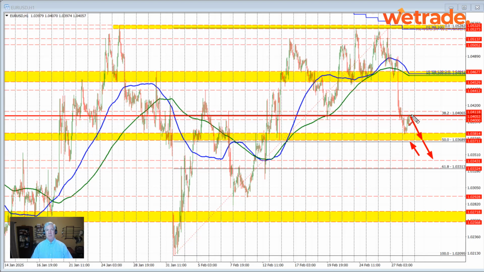Alternatively, if we do see a rotation back above this level, we could see some short covering on disappointment of the break to the downside, so be aware of that. But right now we're at the key resistance level, and this is going to be a key borderline level for both buyers and sellers at the 1.04065 area. Let's take a look at the dollar versus yen next.